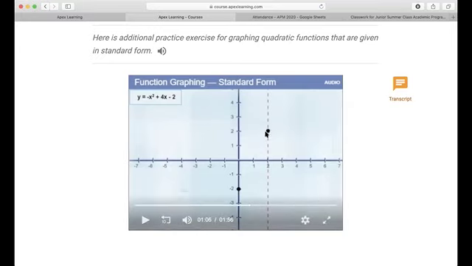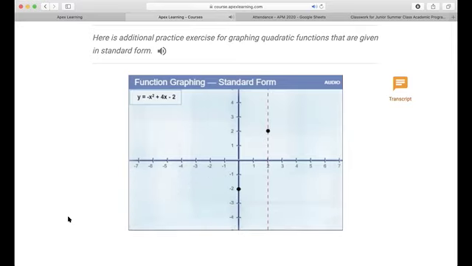Right? So now again, you know you had to go up 1, 2, 3, 4, and over 2. So you can still go up, over 2 and down 4, and you have another point. And you also know it opens downward. You might be able to make a rough sketch of the rest of the function with this information, but it would be helpful to find a few more points to make the graph more accurate.